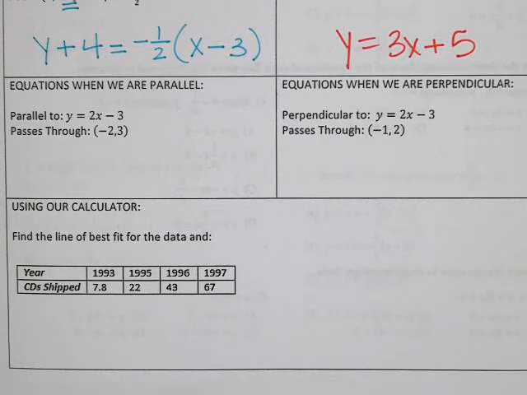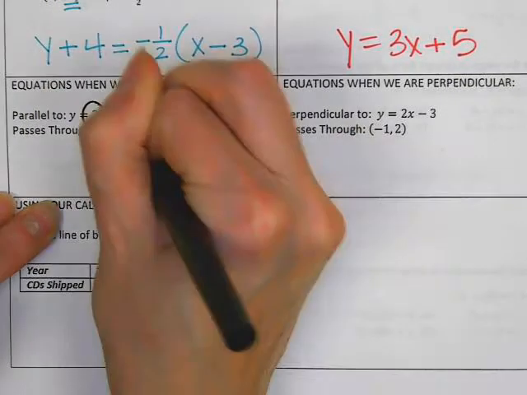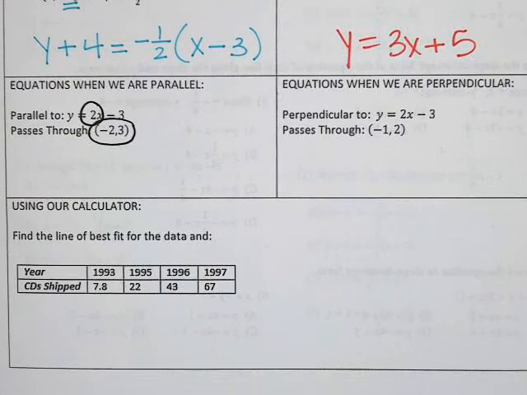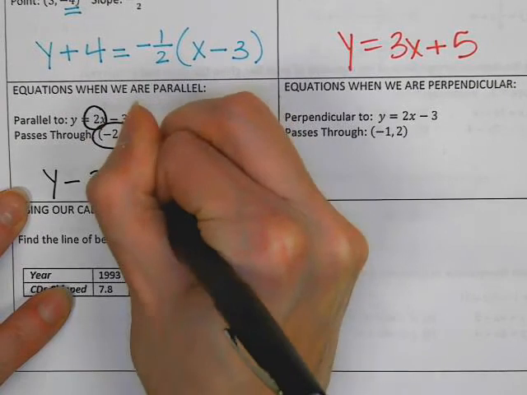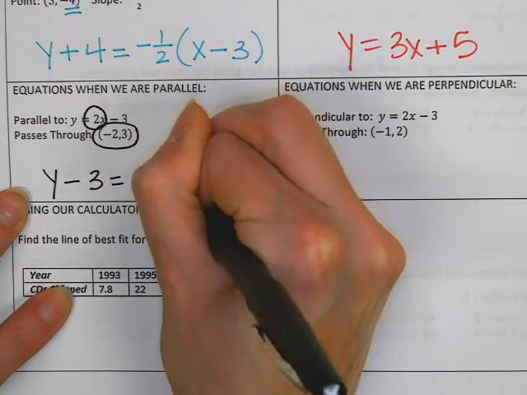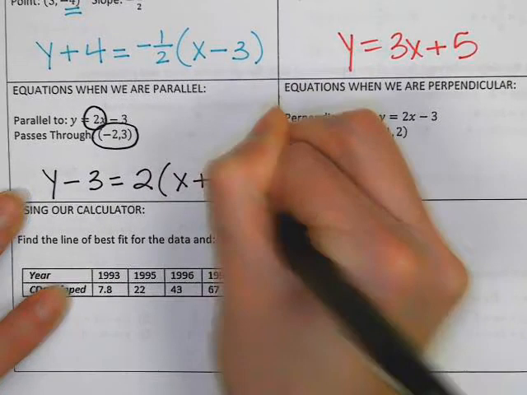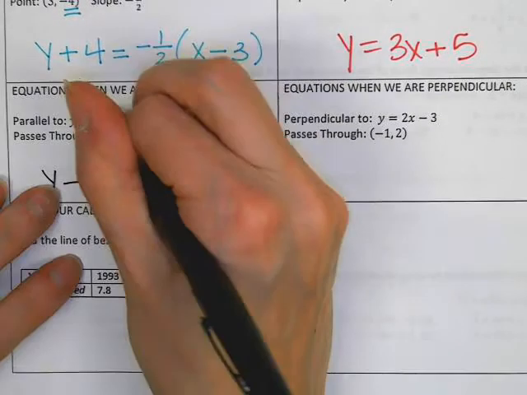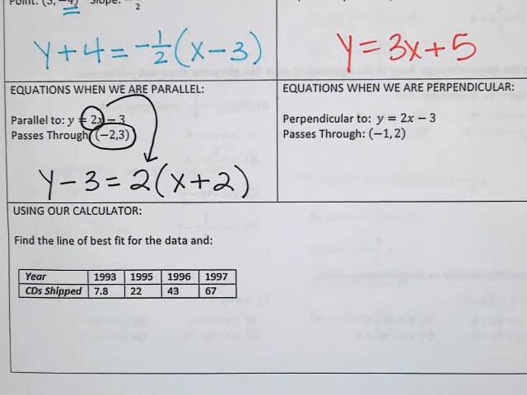Okay, parallel and perpendicular. So parallel, we use the same slope and we use this point. So you're going to leave this in point-slope form. y - 3 = m times (x minus a minus becomes a plus). Okay, so we use the same slope and then we use the x and the y.